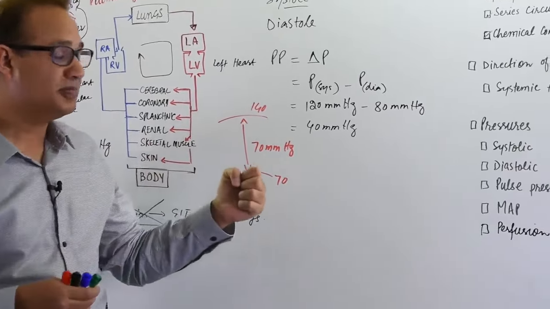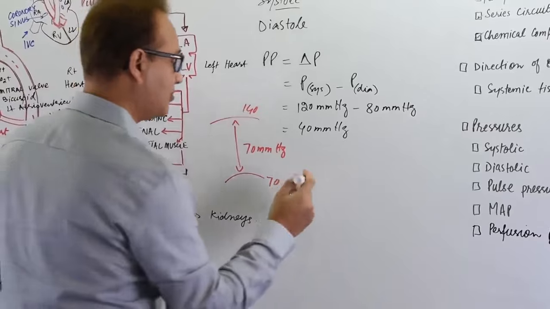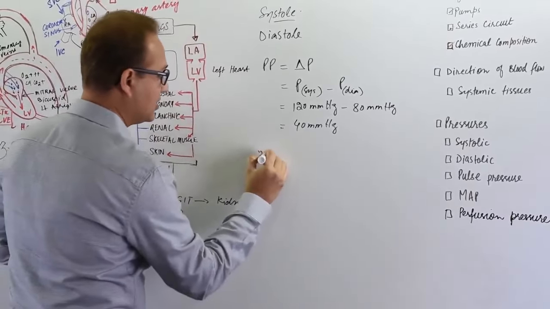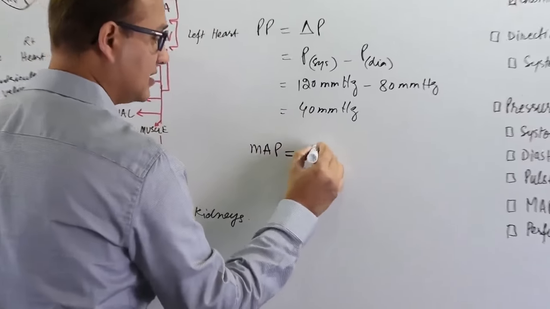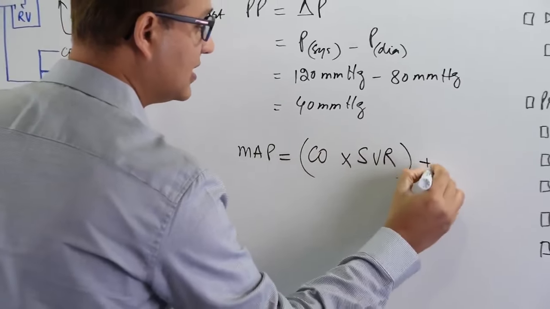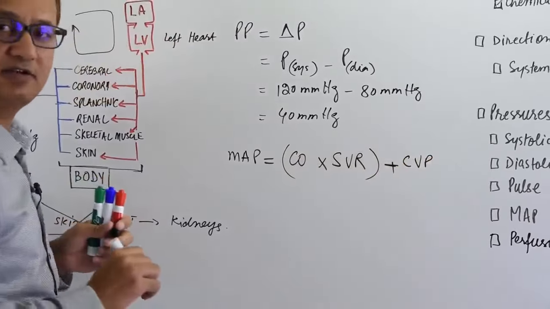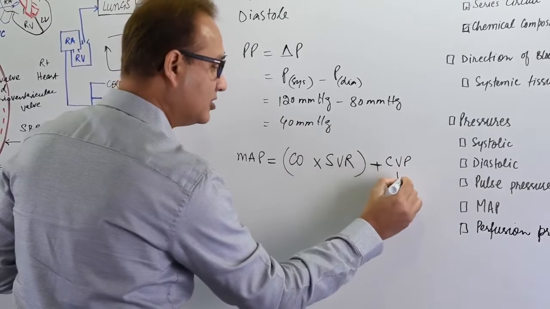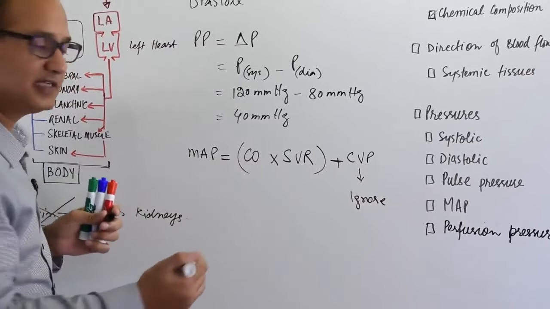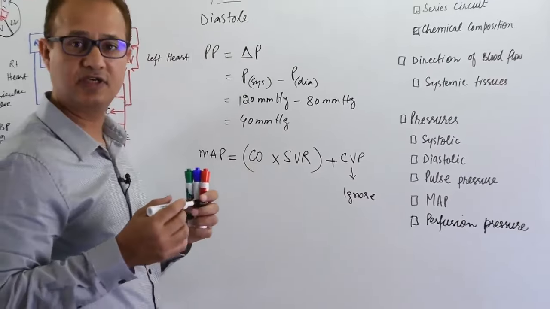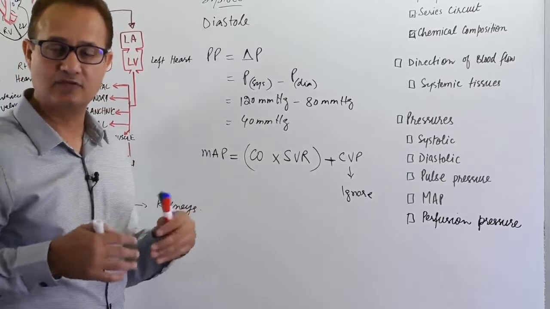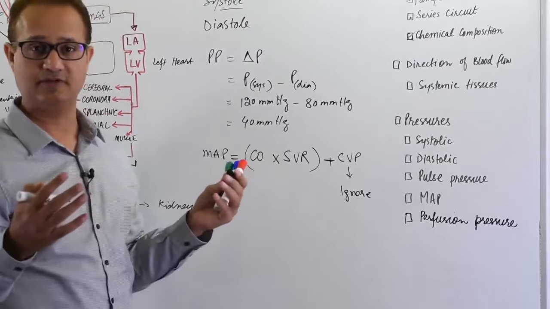All right, let's talk about the mean arterial pressure, or MAP. The formula is cardiac output multiplied by systemic vascular resistance plus central venous pressure. Now, central venous pressure is usually negligible, so we can ignore it. That means mean arterial pressure mostly depends upon the cardiac output and the systemic vascular resistance. Usually it is difficult in a clinical setting to just go out and figure out the cardiac output and the systemic vascular resistance.